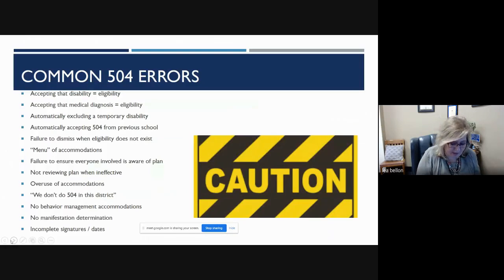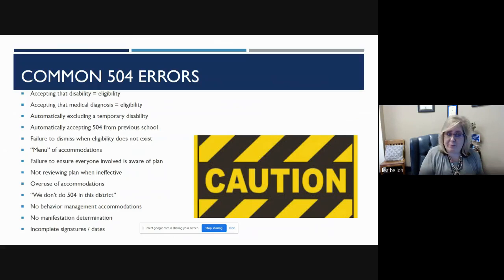Okay, here are some common errors with 504. A lot of times we will just assume, like that broken arm or that broken leg, they have a disability, so they're automatically eligible. We want to take it to the TST committee if we're not sure, but a disability is not an automatic eligibility.